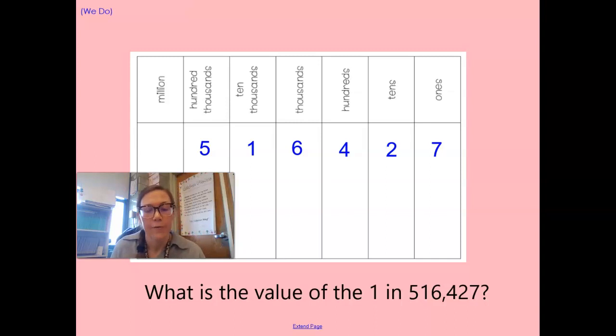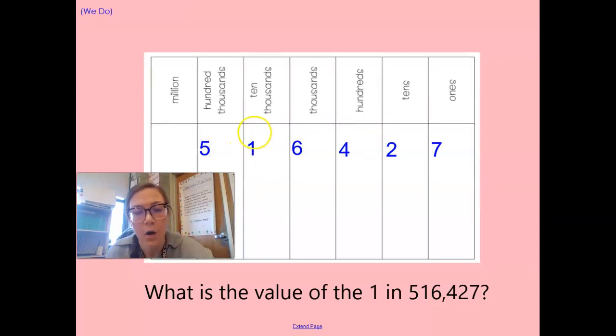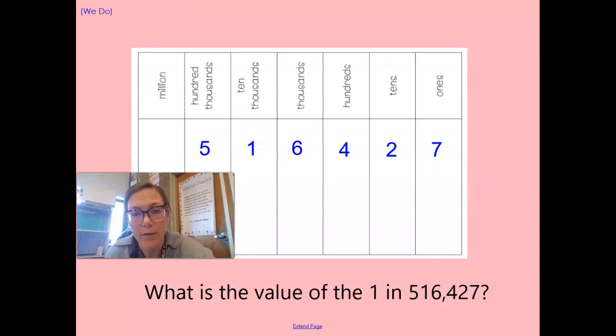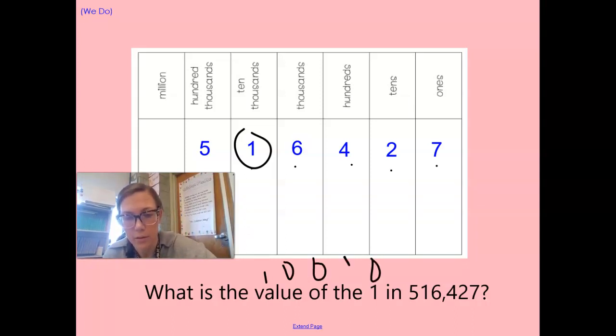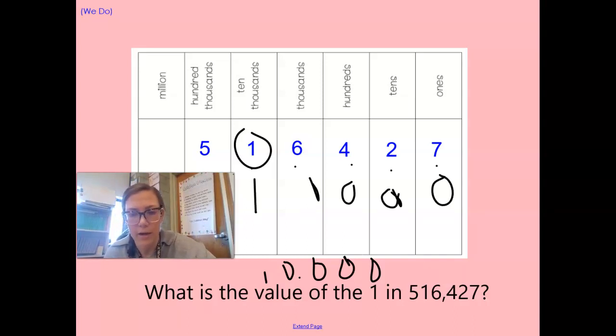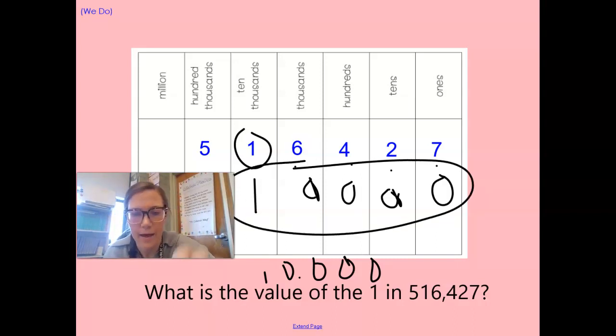Okay, let's see. So first I find my 1. My 1 is here. Oh, oopsies. All right, if my 1 is right here, let's see. My 1s, my 10s, my 100s, my 1000s, my 10,000s. Let's check. First, if I was to write 10,000 down here, how many zeros is that? I see 4 zeros. Okay, so I'm going to write my digit and put 4 zeros behind it. Ooh, these zeros are not coming out very good. Let's check. Did you get it? The value of the 1 in 516,427 is 10,000.